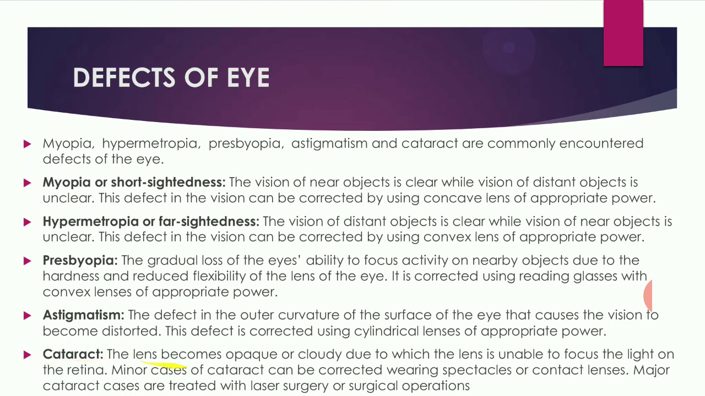Cataract. The lens becomes opaque or cloudy. Cloudy means white, due to which the lens is unable to focus the light on the retina, and it will not allow the image formation on the retina. Minor cases of cataract can be corrected by wearing spectacles or cataract lens, and major cataract cases are treated with laser surgery or a surgical operation.